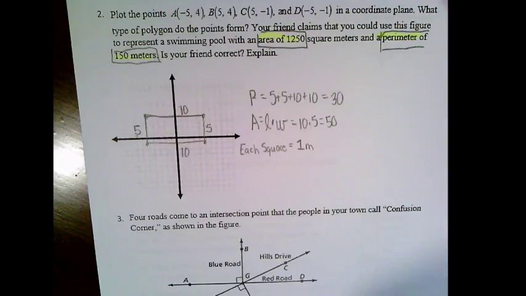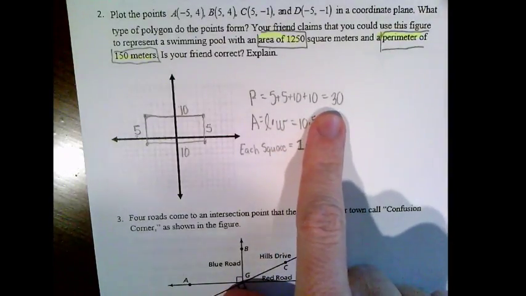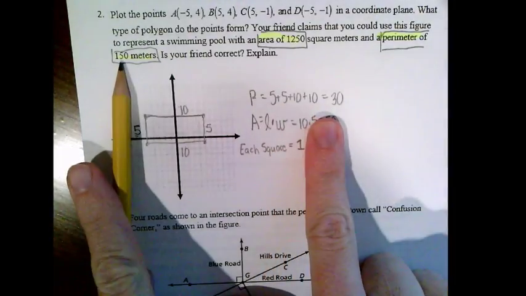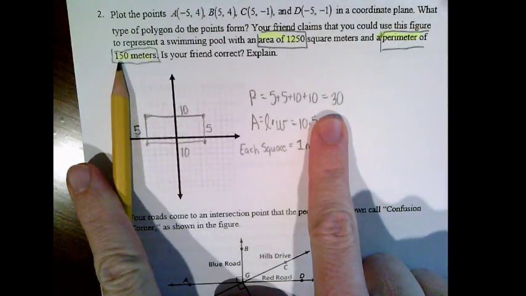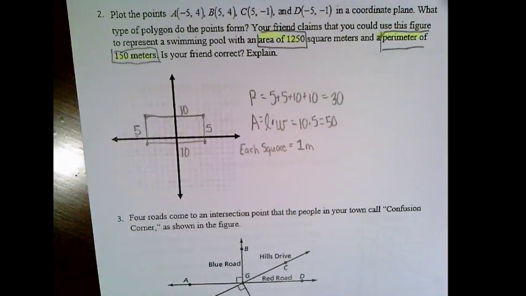Anybody get that? The bottom one's kind of easy. So, the perimeter should be pretty easy to do. What could we multiply the perimeter by to get this perimeter if each unit was worth not 1 meter? What could we multiply that by? Anybody?